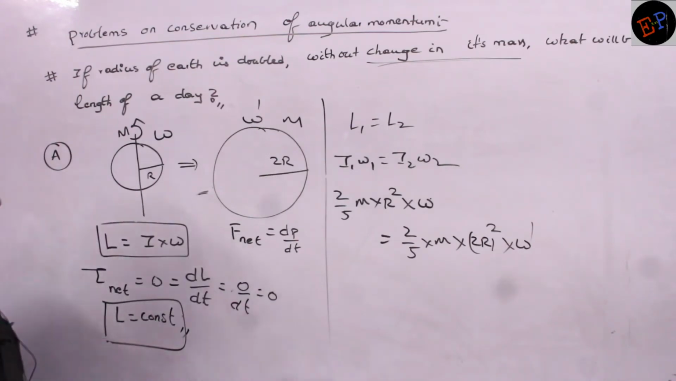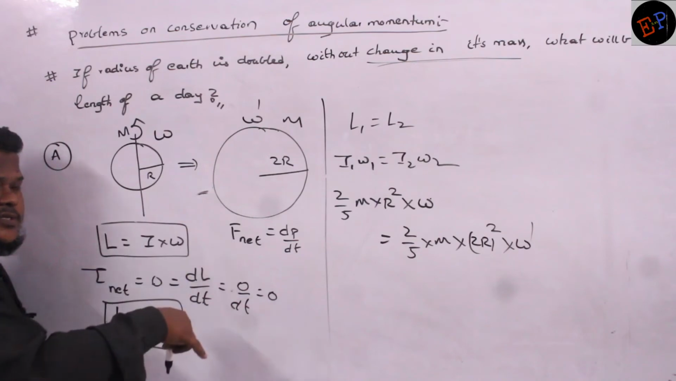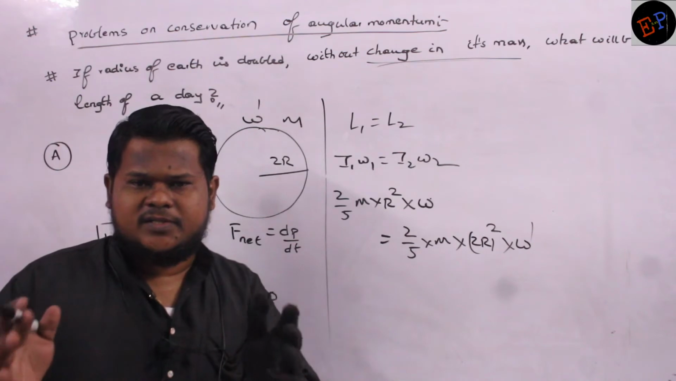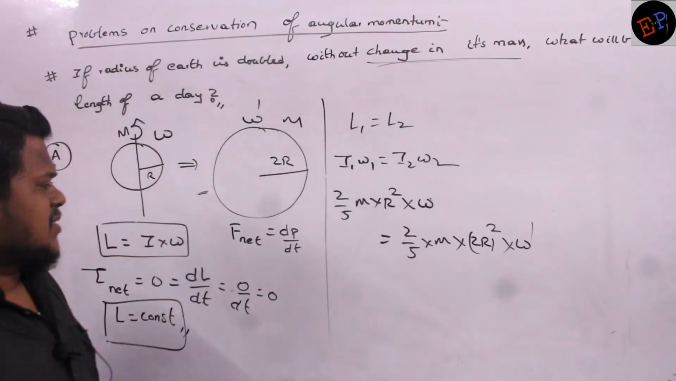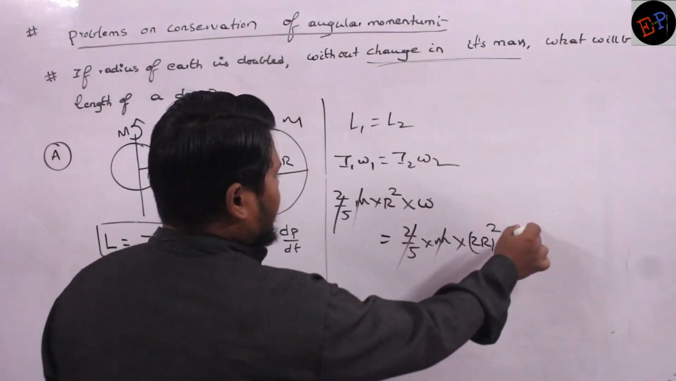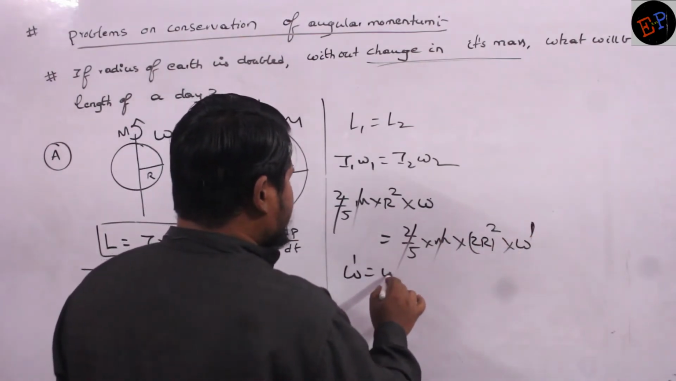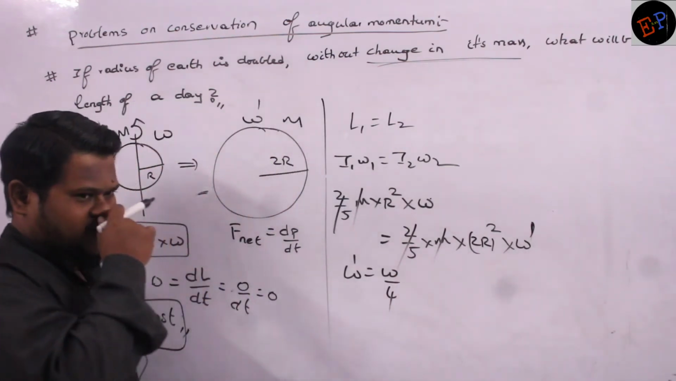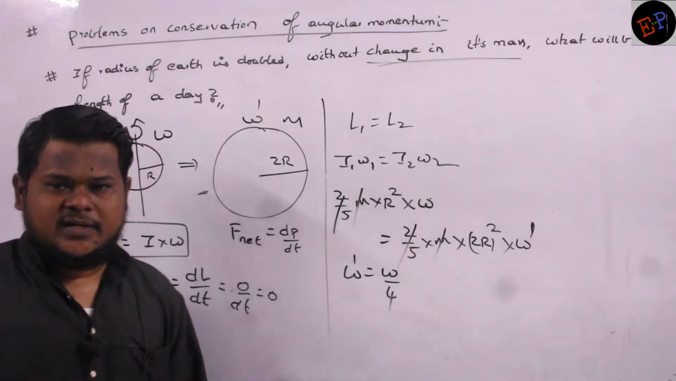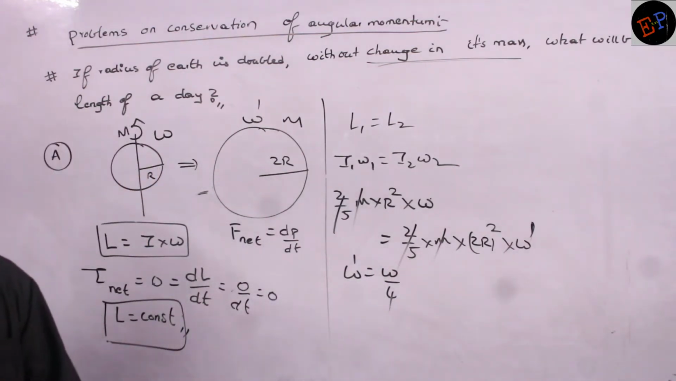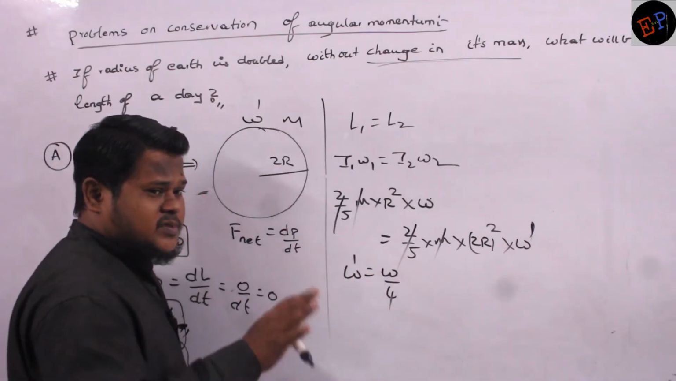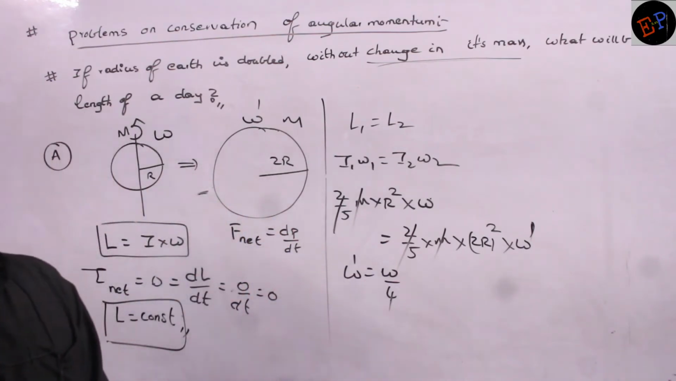Are you able to understand? If moment of inertia increases, angular velocity should decrease, so that the total angular momentum remains constant. So therefore 2 by 5 m gets cancelled, r square and r square get cancelled. So can I write omega dash is equal to omega divided by 4? That's all, no? This 2 square, if it comes to this side, then omega dash is equal to omega by 4. It means the new angular velocity has reduced by how many times? Reduced by 4 times.